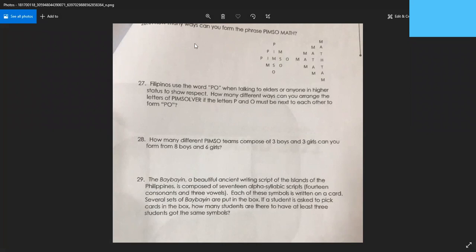It means that when we arrange this, it will be something like this. P-O must always be together. Okay? So we cannot separate them. We cannot interchange them. So PO is seated in one position. And then the other letters, we can actually interchange them.